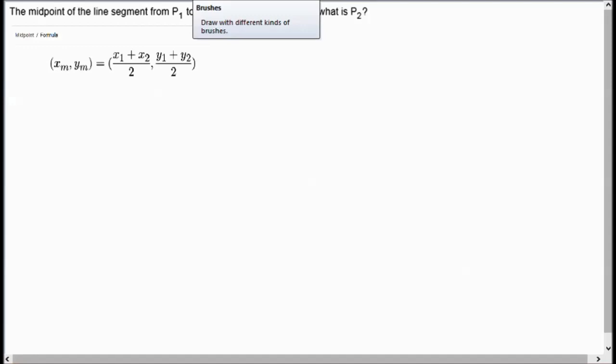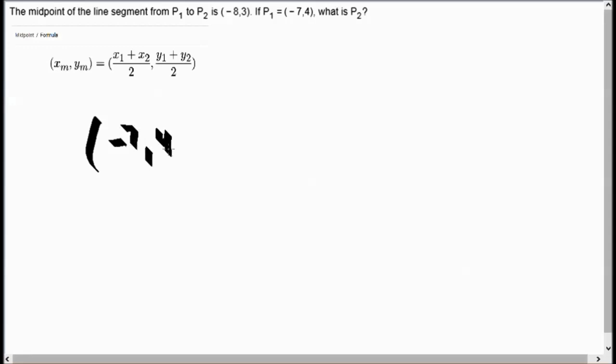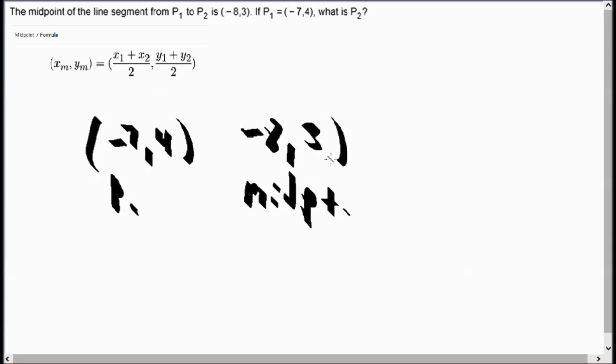Take a look at this problem involving the midpoint here. We have negative 8, 3 as the midpoint, and this is one of the points. So if I set it up there, I'd have it basically looking like this. Point 1 is minus 7, comma 4. And we know that this is point number 1. And we know the midpoint right here is negative 8, comma 3. And then we want to know point number 2 right here, which we'll call x and y.